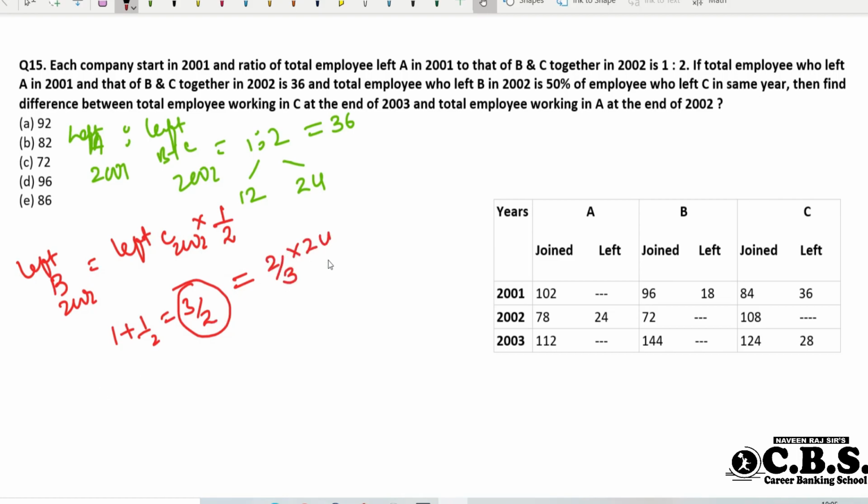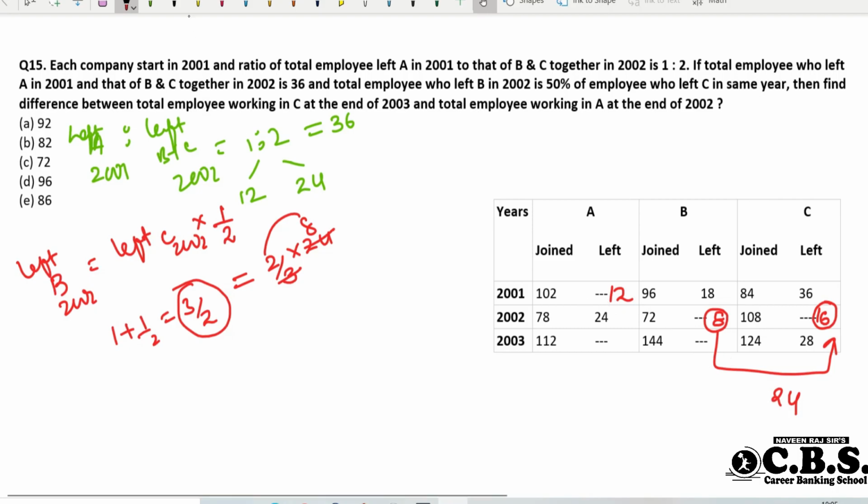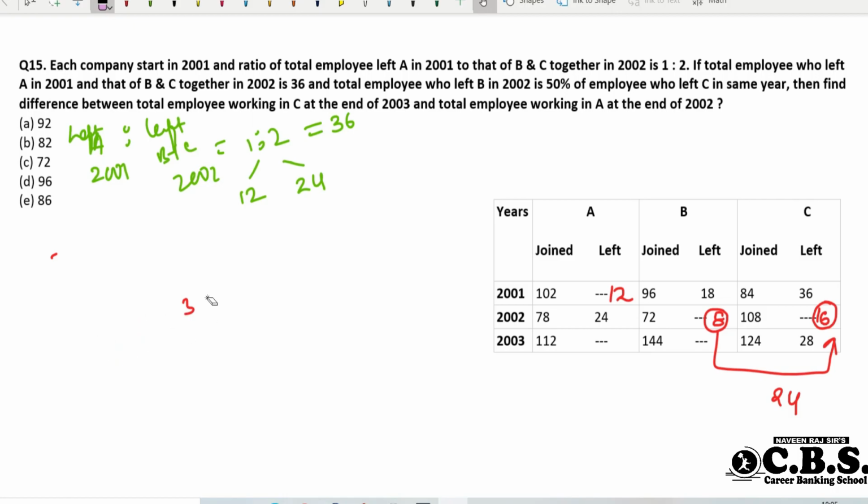So 2/3 of 24: 3 eights are 24, 2 eights are 16. If it is 16, half of 16 is how much? 8. Clear? Now 16 plus 8 gives how much? 24. Understand? And this is how much? 12. Satisfied? 12 plus 24, how much is it? 36. Okay, so clear? Now, the next one is total employees of A.